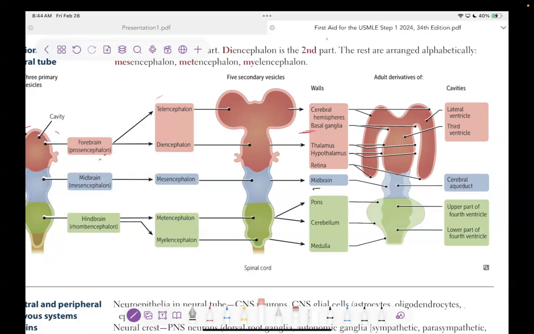And the midbrain, of course, the name says it is making the midbrain, and it's easy. Whenever we see that the embryonic name and the fetal, the developed name, is the same, it makes work easy for us to remember. So midbrain makes the midbrain.